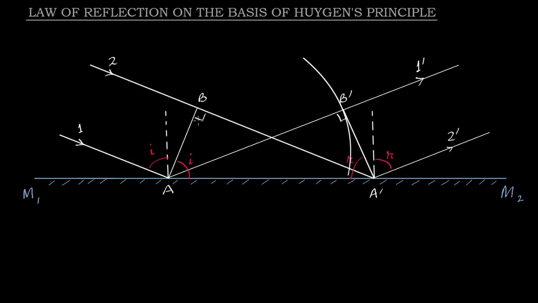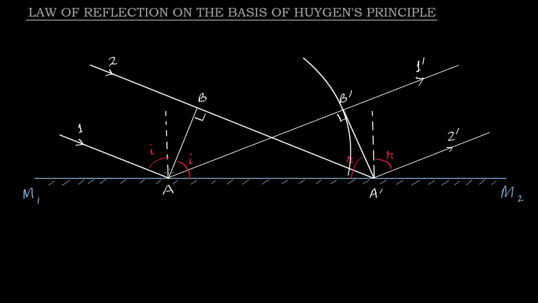Now, when the first ray of light, number 1, comes here, it is incident at point A and gets reflected. Similarly, the second ray comes here, is incident at A dash, and gets reflected. Got it? Now, Huygens' principle. The first principle says that every point on AB is a source of secondary wavelets.